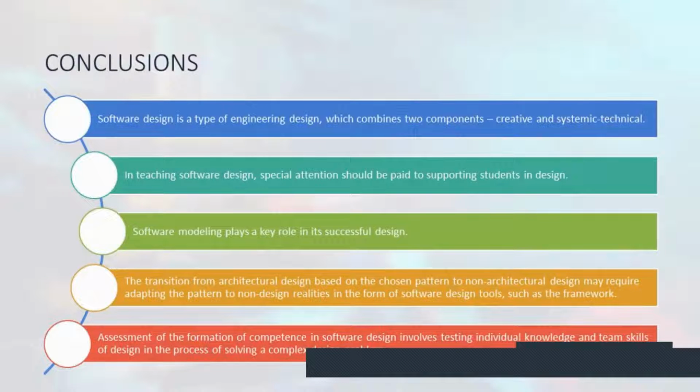Summarizing the results, the study has provided an opportunity to draw the following conclusions. Software design is a type of engineering design which combines two components, creative and systematic technical. In teaching software design, special attention should be paid to supporting students in design, the theoretical foundation of which is acquired in the form of lectures, in the form of practical classes, studies, courses, projects, etc., to solve real problems of complex software design. Software modeling plays a key role in this successful design.